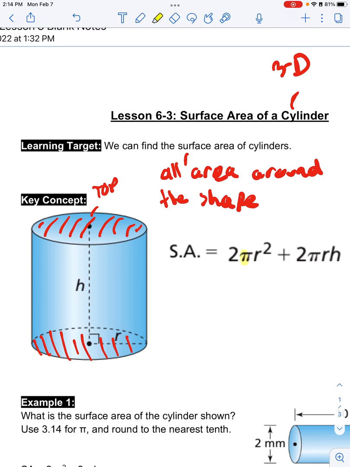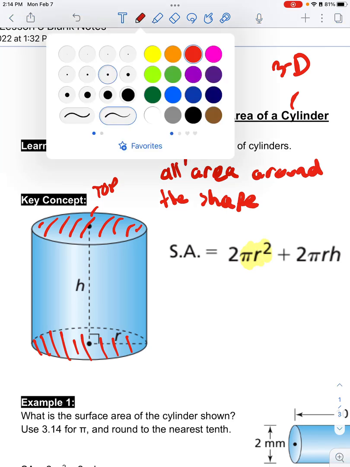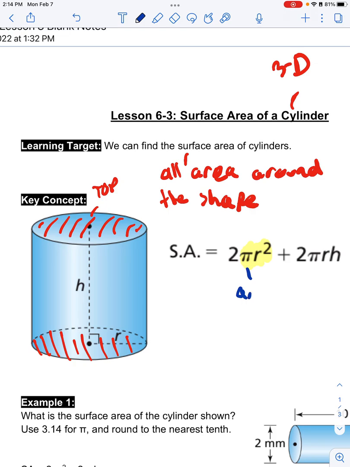So if you look at the first part of our formula, this part right here, pi times radius squared, you've seen that before. This is the area of a circle. And what do we do because we have two circles? We multiply it by 2. So that's how we can get this first part of our formula: we're going to find the area of the top and the bottom and multiply it by 2.